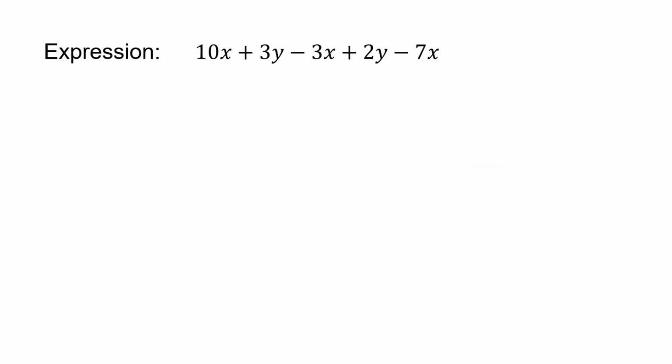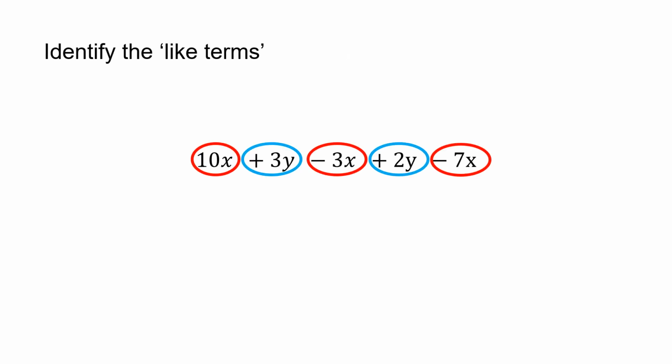We have another similar one to the last expression. This time we have 10x plus 3y minus 3x plus 2y minus 7x. First step is to identify the like terms. In this case, we only have two different terms, but we have three x terms. So we have 10x, minus 3x, and minus 7x as our three x terms. And we have two y terms, and these are plus 3y and plus 2y.